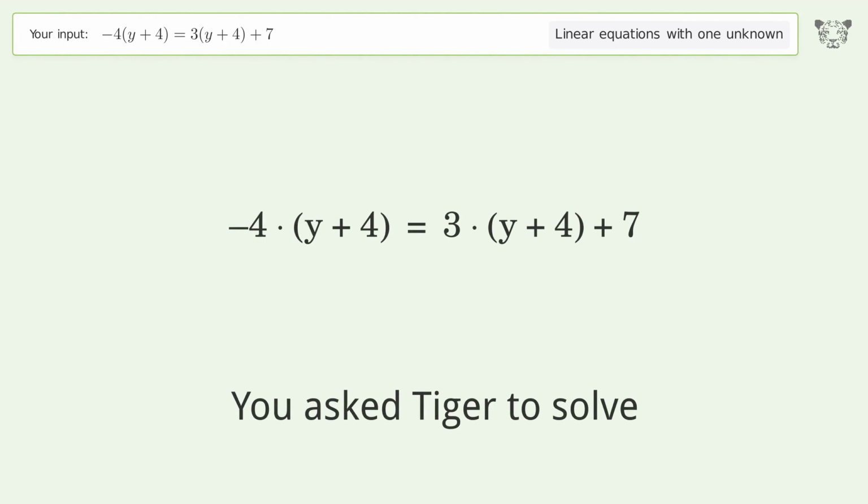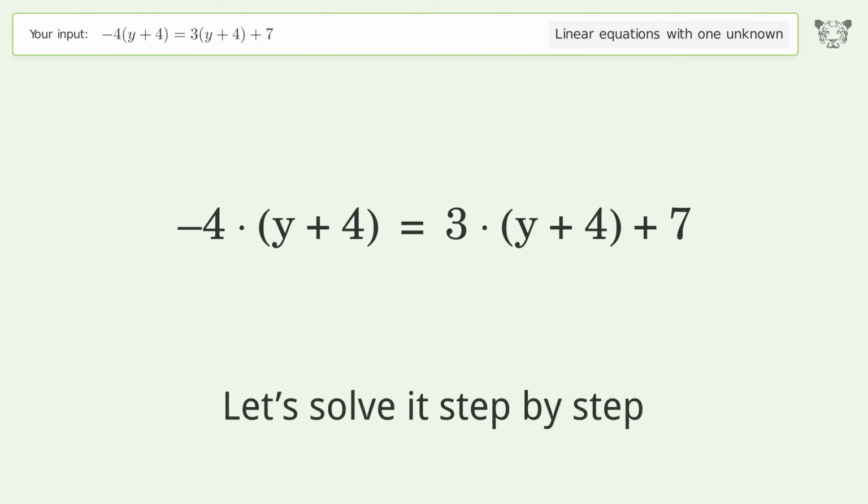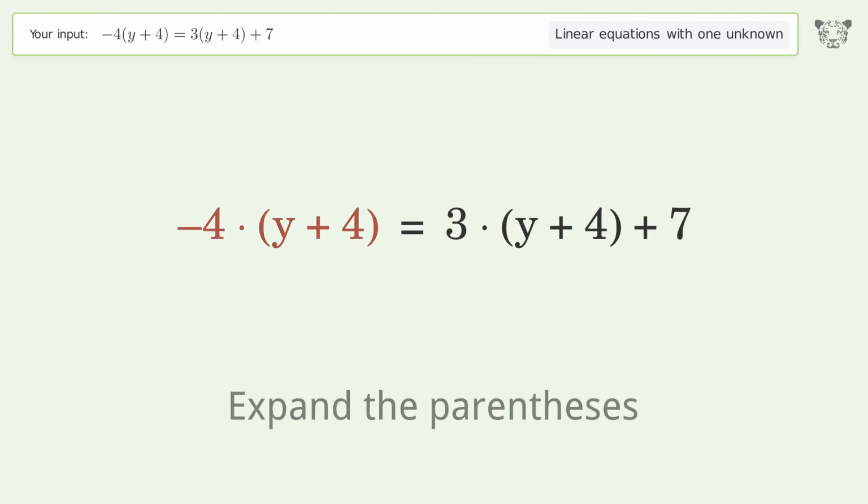You ask Tiger to solve. This deals with linear equations with one unknown. The final result is y equals -5. Let's solve it step by step. Simplify the expression. Expand the parentheses.